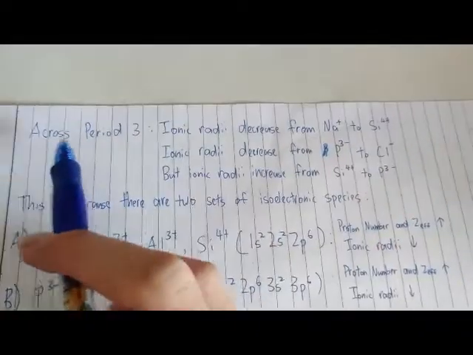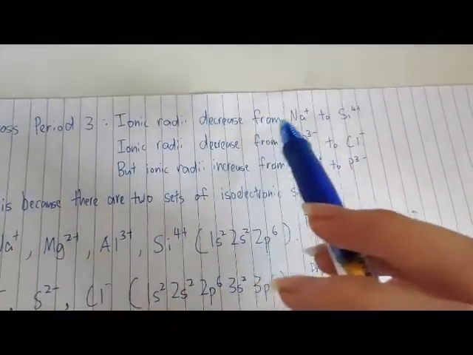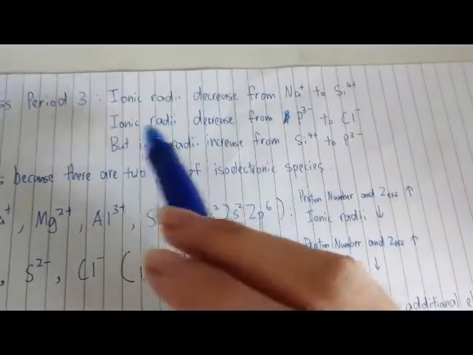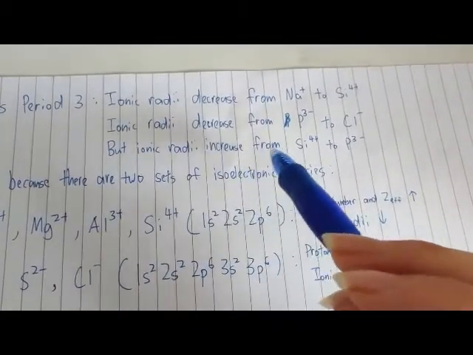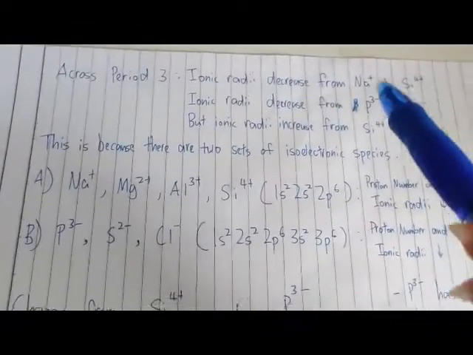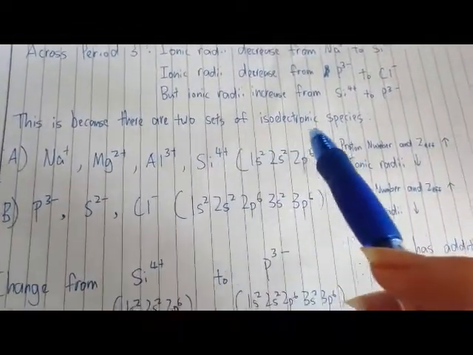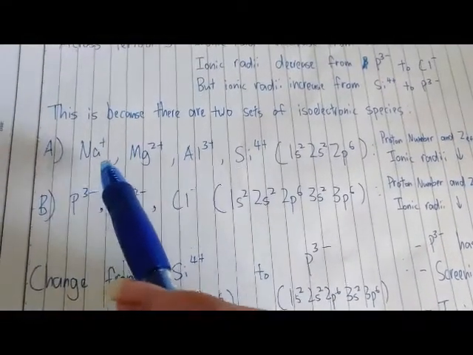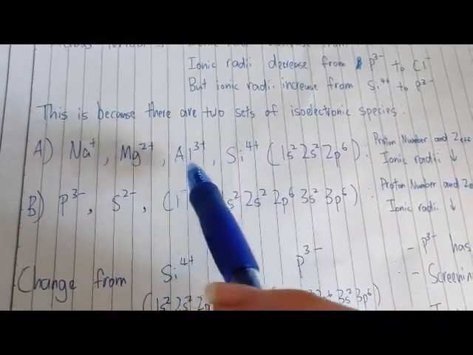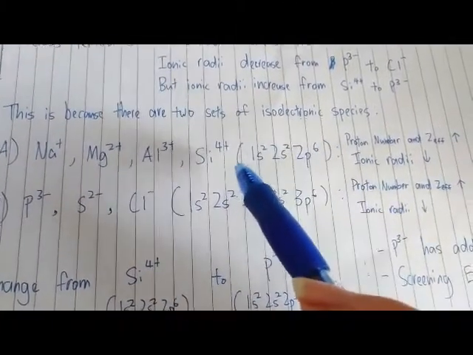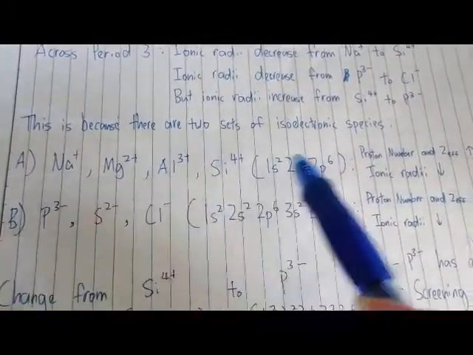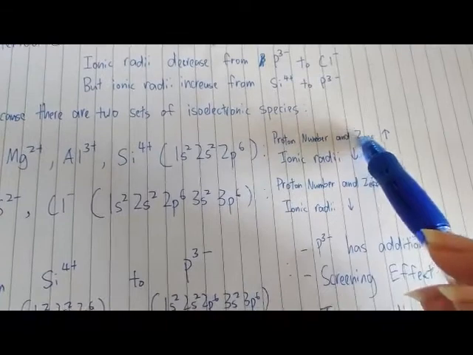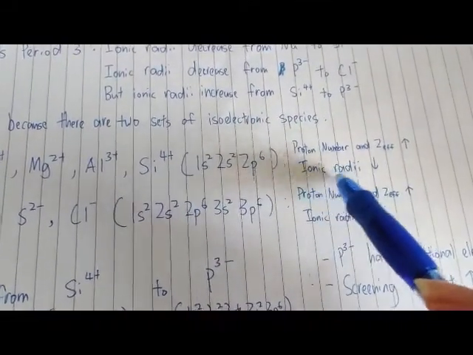The same thing occurs when we look at period 3. In period 3, the ionic radius decreases from sodium plus to silicon 4 plus. The ionic radius decreases from phosphorus 3 minus to chlorine minus, but the ionic radius increases from silicon 4 plus to phosphorus 3 minus. The explanation is the same. There are two sets of isoelectronic species in period 3. The first set consists of sodium plus ion, magnesium 2 plus ion, aluminium 3 plus ion, and silicon 4 plus ion. All four of these ions have the same electronic configuration, 1s2, 2s2, 2p6. Moving across the period, proton number increases, effective nuclear charge increases, electrons are closer to the nucleus, and ionic radii decrease.